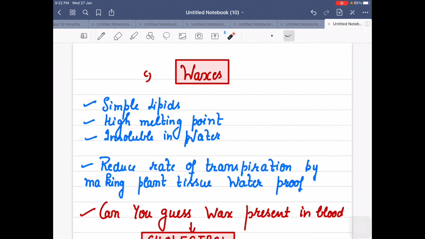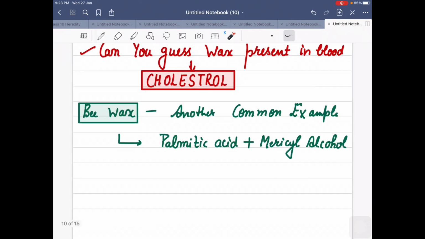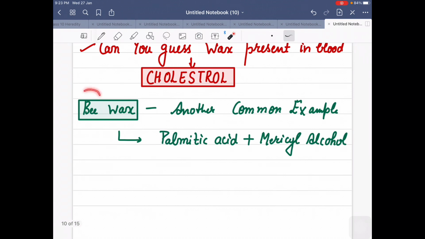They are also another simple lipid having a high melting point. High melting point means they will be solid at room temperature, and insoluble in water. In plants there is a waxy layer which helps to reduce the rate of transpiration. It basically makes the plant tissue waterproof. And there is a wax, a simple lipid, which is present in blood also, that is cholesterol. As well as another very well known example, beeswax.